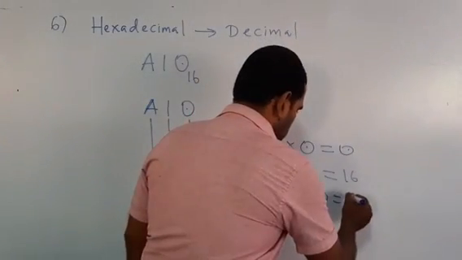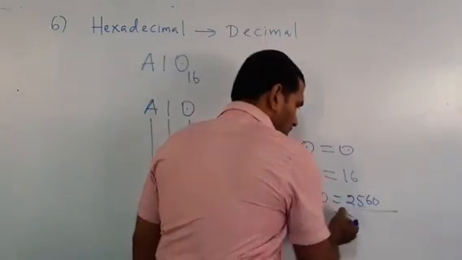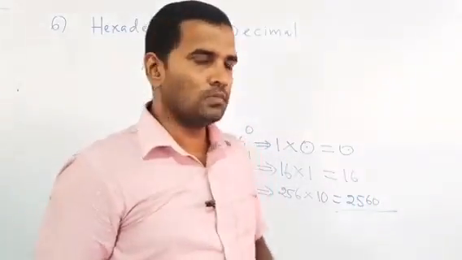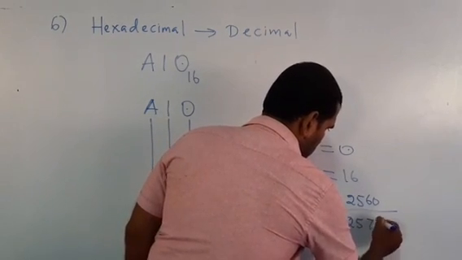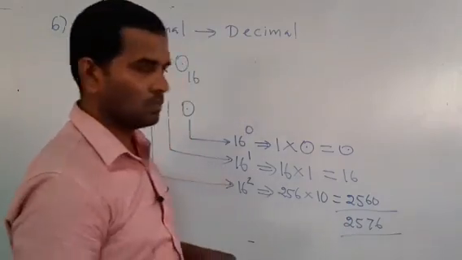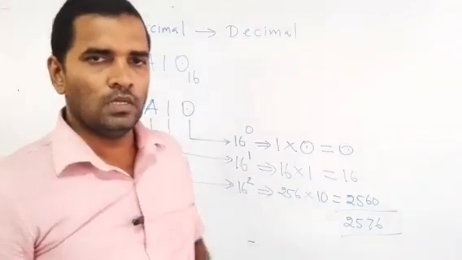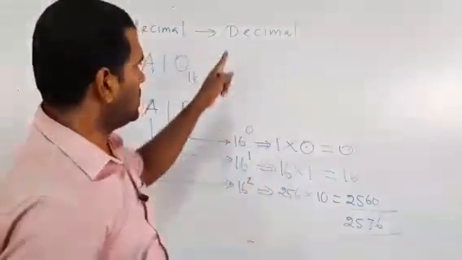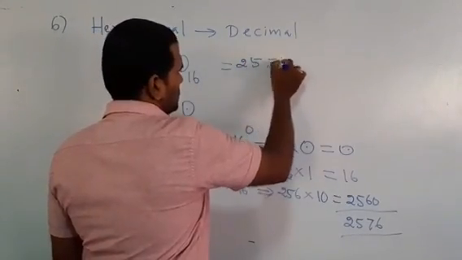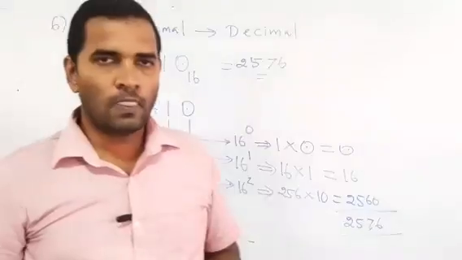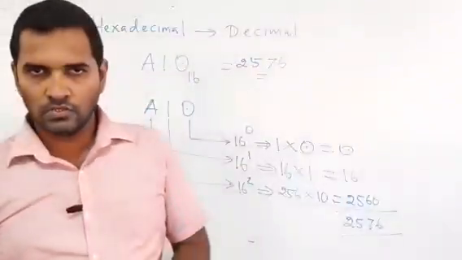So it is 2560. Finally, add all those numbers together. So it must be 2576. So A10 is the hexadecimal number which has an equivalent in decimal, that is 2576. Right, so this is how hexadecimal is converted into decimal.